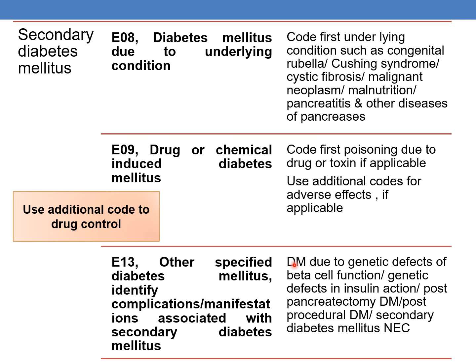E13 should be given when DM is due to genetic defects of beta cell function or genetic defects in insulin action, or post-pancreatectomy. So whenever the physician documents post-pancreatectomy diabetes mellitus, you need to code E13. And whenever he documents post-procedural DM, post-pancreatectomy DM, or secondary diabetes mellitus NEC, in all these cases you need to assign a code from the category E13. And in all these cases, you need to use an additional code for drug control for E08, E09 and E13.